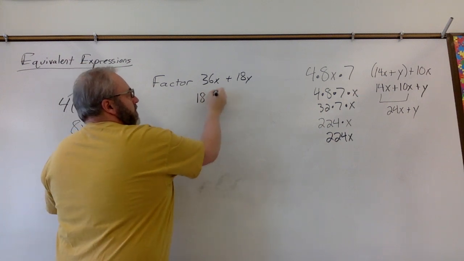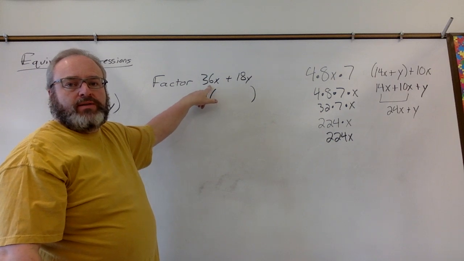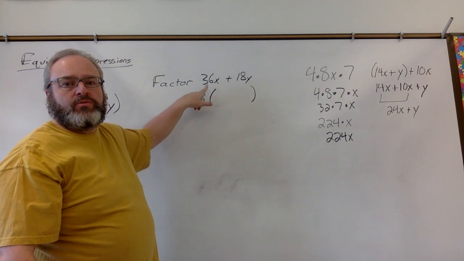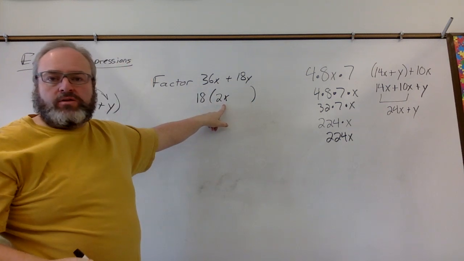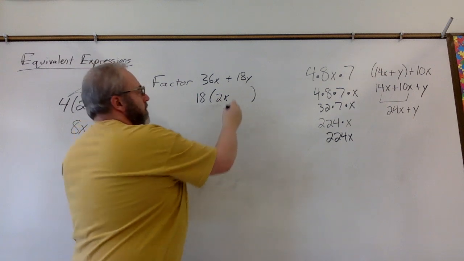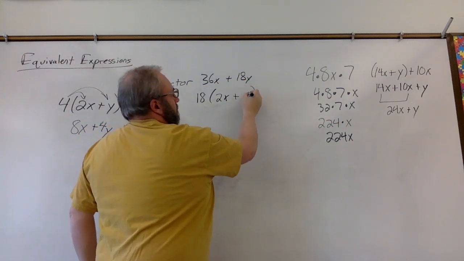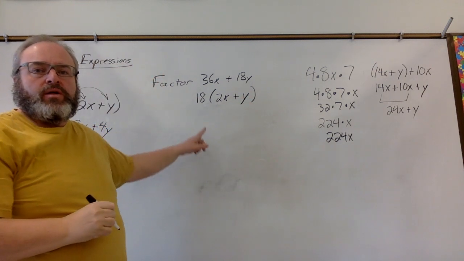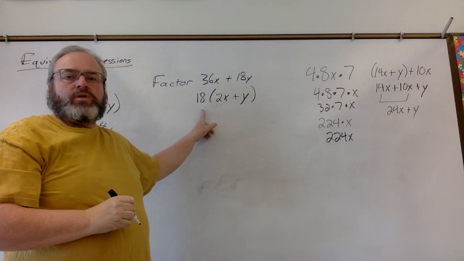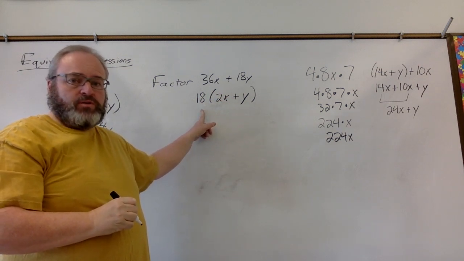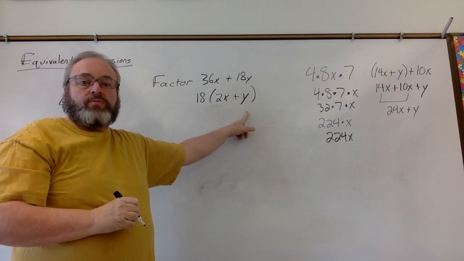So I'm going to pull the 18 out front, and I'm going to say 18 times what is 36x? Well, 18 times 2 is 36, and bring the x along as well. Plus 18 times what is 18y? That would be y. So I've just factored 36x plus 18y. We're bringing out the greatest common factor in front, 18, and put the rest in parentheses.